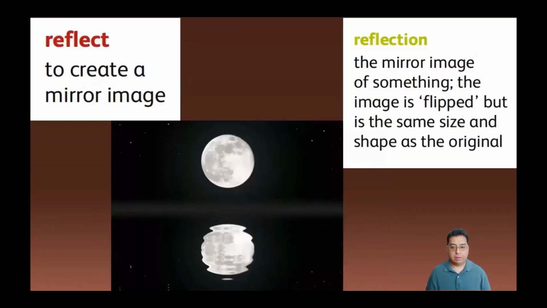The other two vocabulary words are reflect, which is to create a mirror image, and reflection, which means the mirror image of something. The image is flipped, but is the same size and shape as the original. To give you a better idea of this, I'm using the moon here and the reflection in the water that's creating the image. As you can see, it's pretty much mirroring it, and it's pretty much the same size, other than the fact that the water is moving. I'm using this image to show you what reflection looks like.